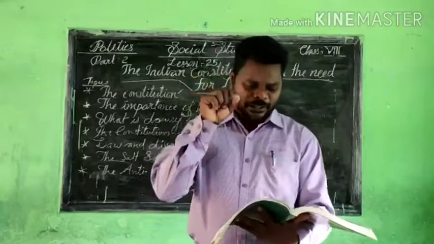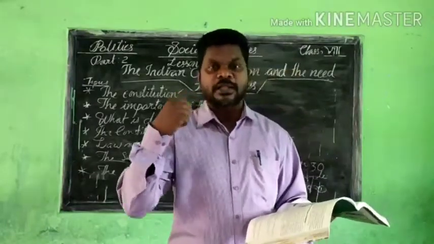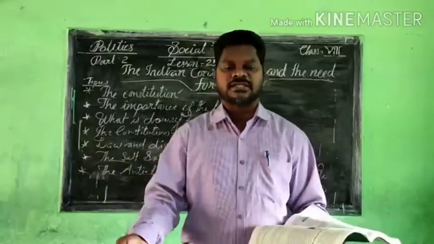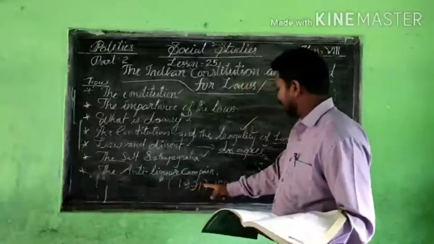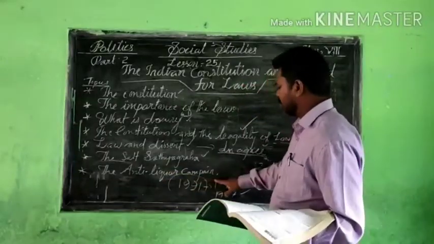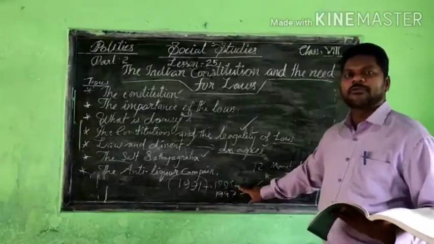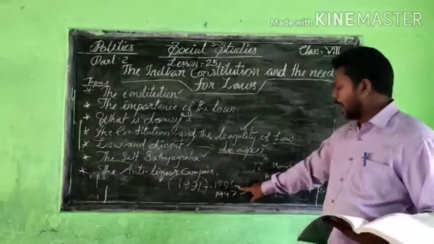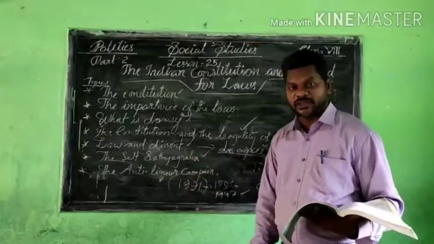But there were some people who gave their lives for the nation, and because of their nationalism, we are enjoying the freedom right now. So the anti-liquor campaign is one of the very good examples. It started in 1991, and in 1995 almost all alcohol shops were closed by the government. So raising the voice was very important.